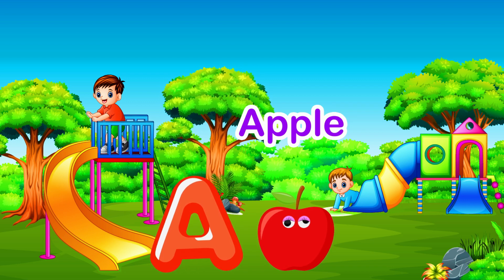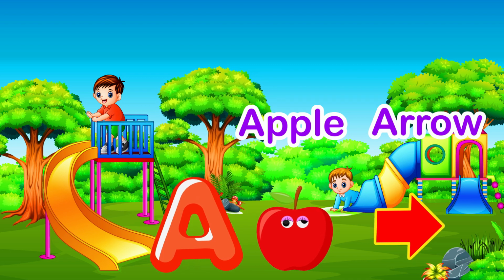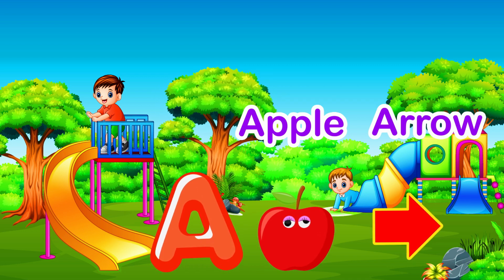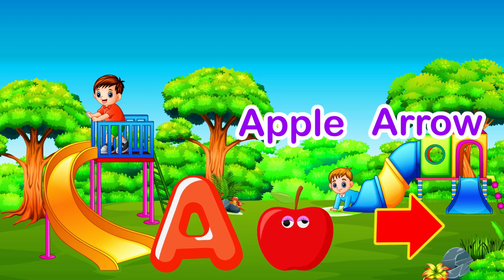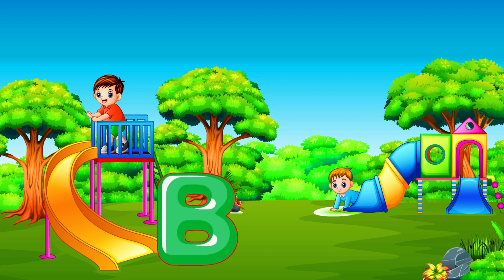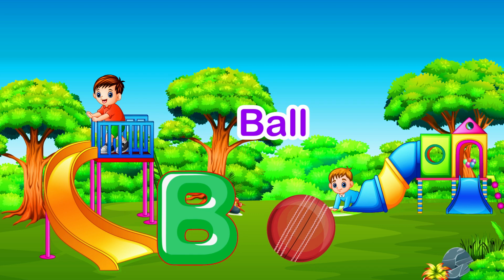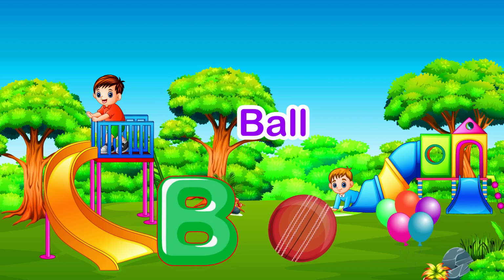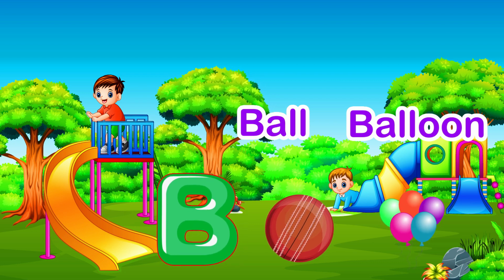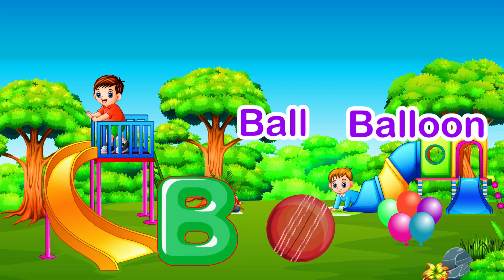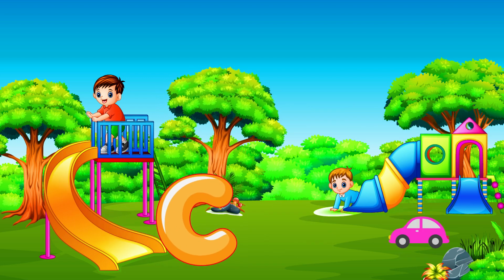Apple. A is for arrow, arrow. A is for apple. A is for arrow. B is for ball, ball. B is for balloon, balloon. B is for ball. B is for balloon.